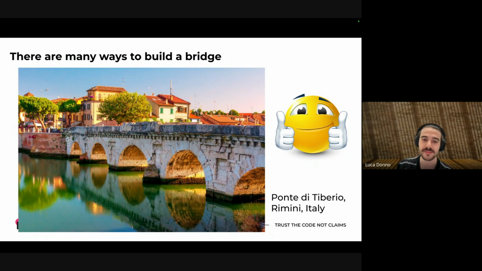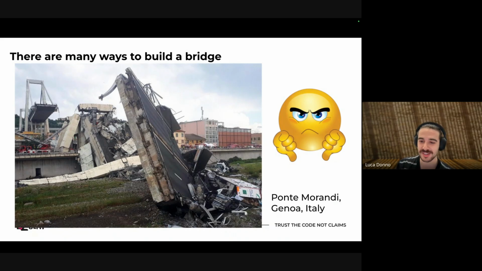And there are other bridges that are terrible. There's a newer one in Genoa that collapsed a few years back. People died because of this bridge. What I'm trying to say is, don't think that this is different in the blockchain space. People also sometimes do die because of losing money, and we should take these things very seriously, in my opinion, right? I don't want to get too dark, but there are many ways you can build a bridge, right?